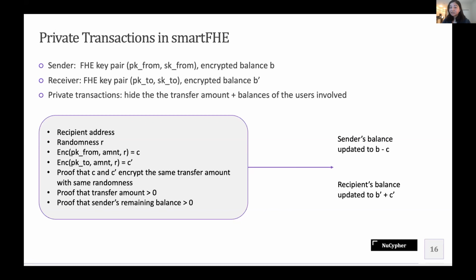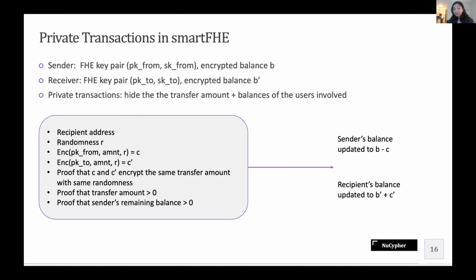So what does a private transaction look like in SmartFHE? Well, we have the sender and receiver. Both of them have their own fully homomorphic encryption key pairs. They both have their own encrypted balances. Imagine the sender is B and the receiver is B prime. For a private transaction, our goal at the minimum is to hide the transfer amount and the balances of the users involved. So what would go into a private transaction?